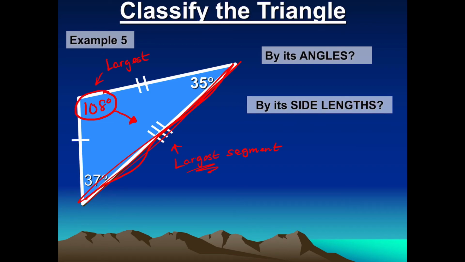If you find the largest segment, I guarantee you the largest angle is going to be opposite, and vice versa. The largest angle will be opposite the largest segment. And look right here. That's the smallest angle right there, and that's directly opposite of this segment, which is the smallest segment. So 35 degrees being the smallest angle, and this right here is the smallest segment. And that's always going to be true.